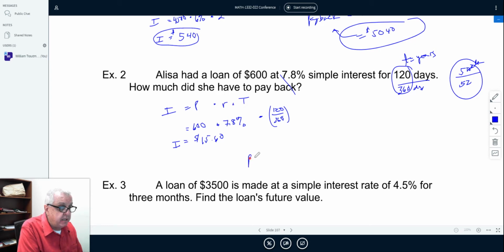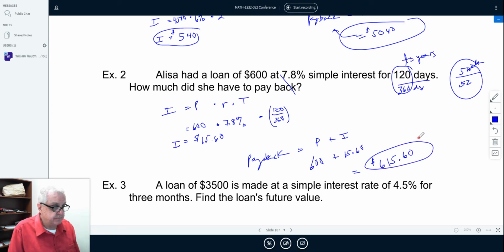Once again, she has to pay the original amount plus the interest. The original amount was $600 and the interest was $15.60. So she had to pay $615.60. All righty, let's look at the next one.